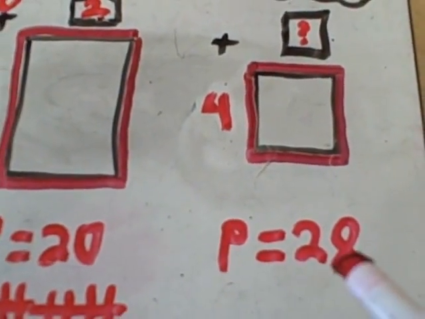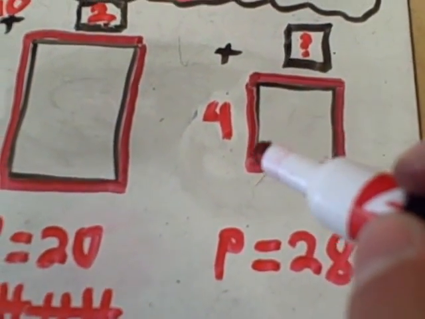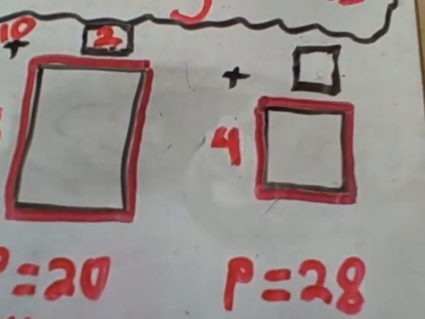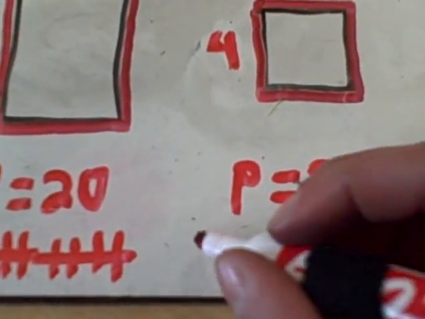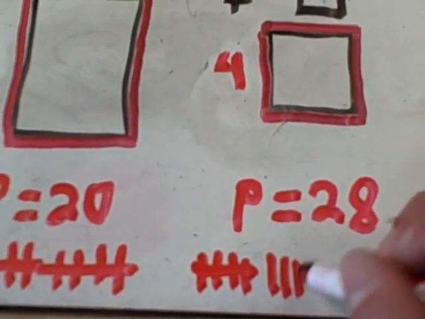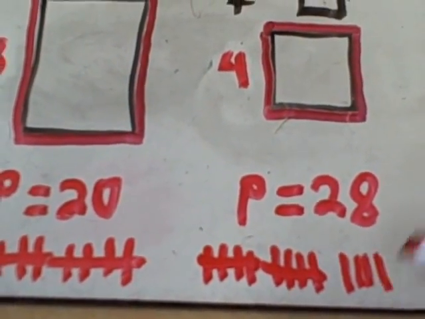This time I got a really big perimeter. This is a 28 all the way around. We've got a length of 4, and we don't know what our width is. So let's count by 2's until we get to 28. 2, 4, 6, 8, 10, 12, 14, 16, 18, 20, 22, 24, 26, 28.